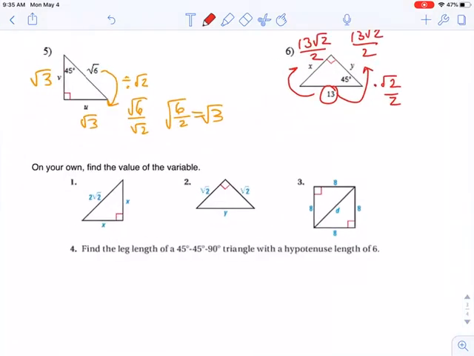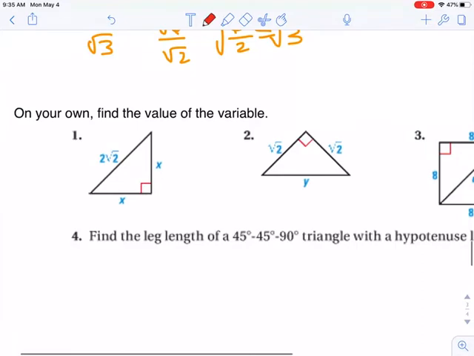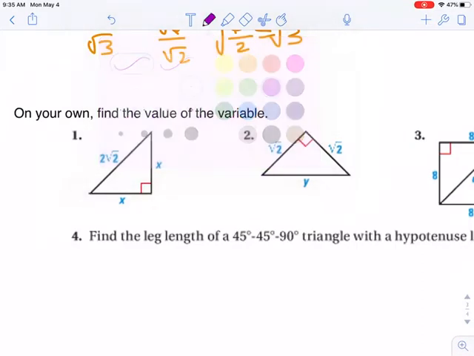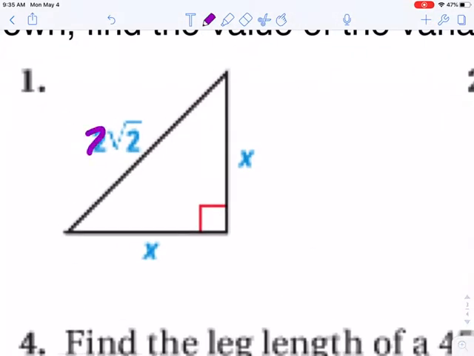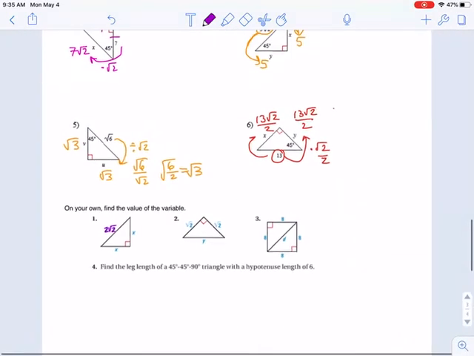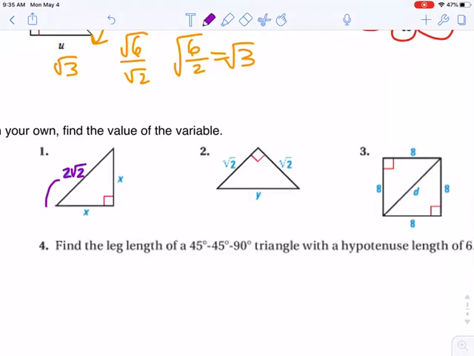Now we just got a few follow-up questions I'll run through. Well, not really fast. I'll run through them at the appropriate speed. 2 radical 2. So again, this would be a good time. We're given the hypotenuse. We have radical 2 in our hypotenuse. So let's just divide by radical 2. Essentially just remove it. Boom, boom, 2.